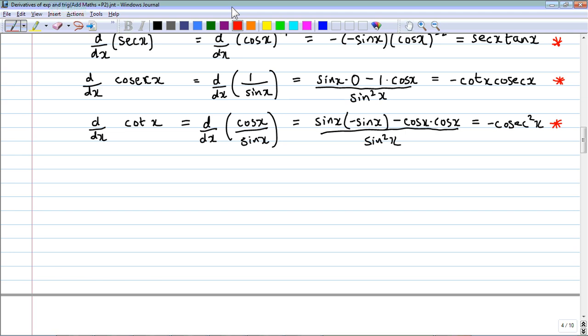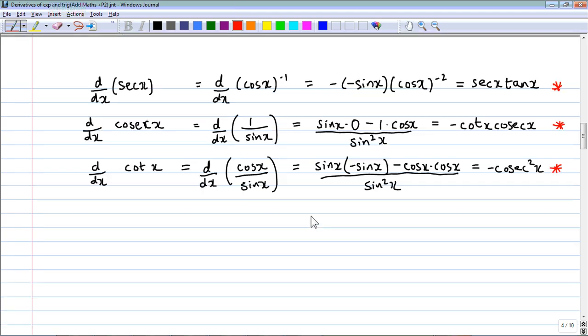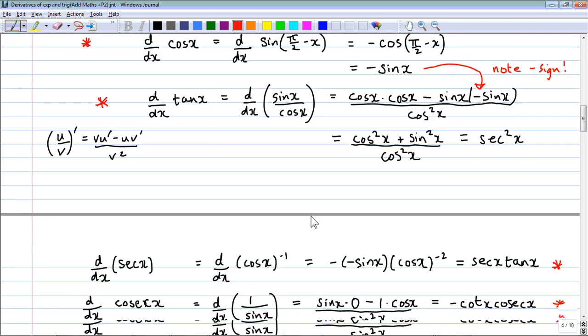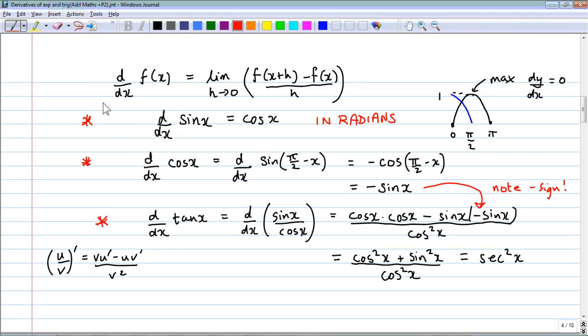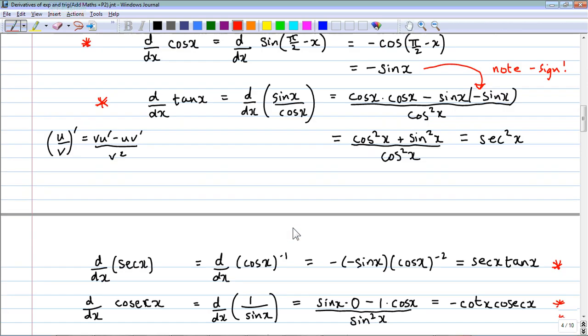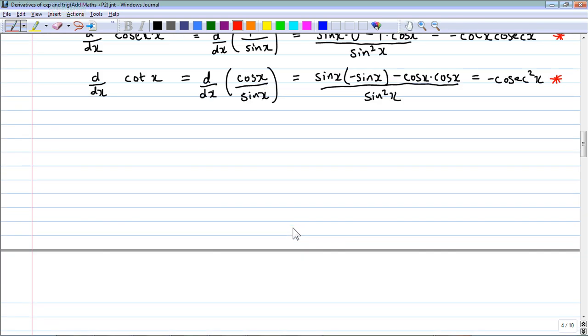So those are the derivatives of the 6 main trigonometric functions. All of those results work only with angles in radians. So try to learn at least the first 2. The others you can work out for yourself.